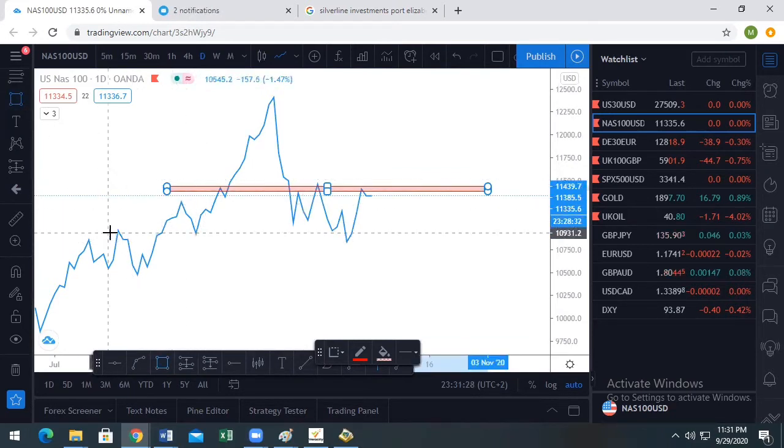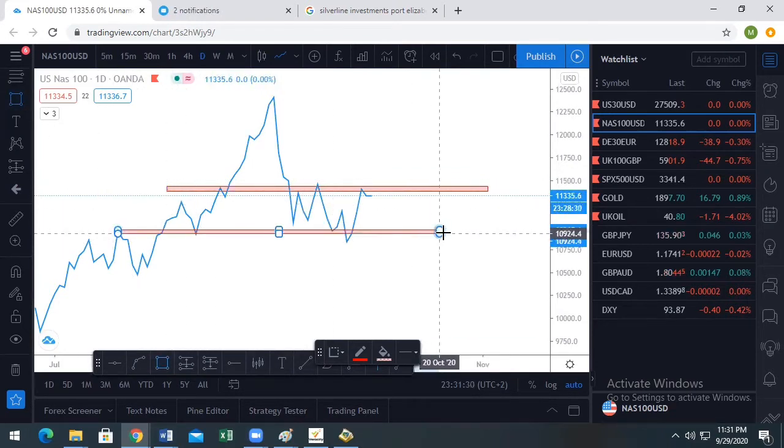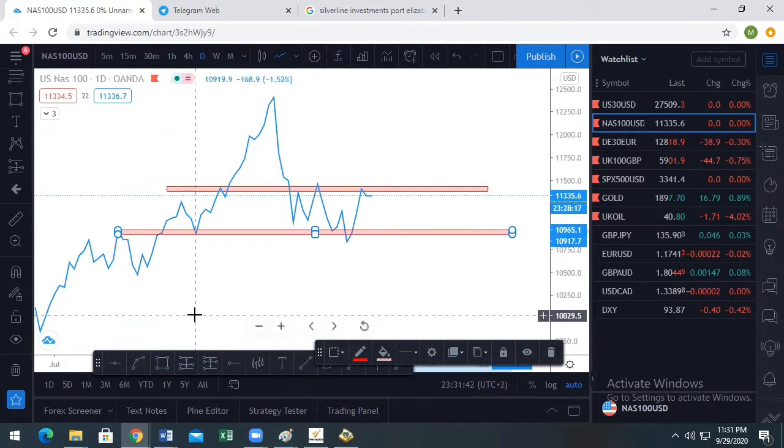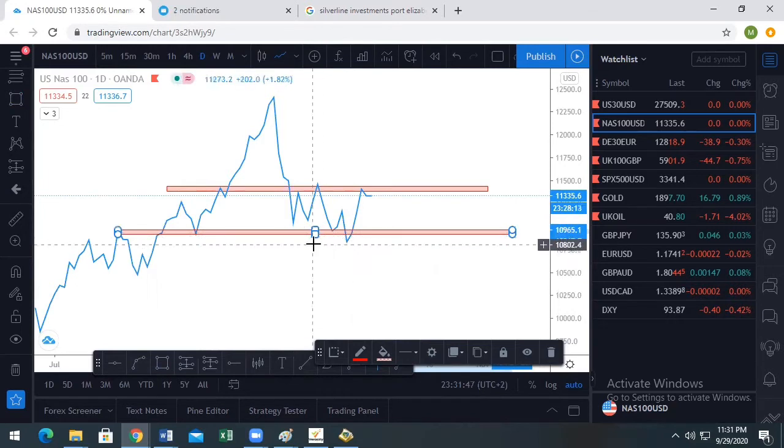Next thing we're gonna do, we're gonna find our support, right? And as we can see right there, same thing. Market has come to this point, and either bounced off and pushed up or bounced off and dropped, right? So that's a good key point, a good reversal point. So with that being said, we have already found our support and resistance.